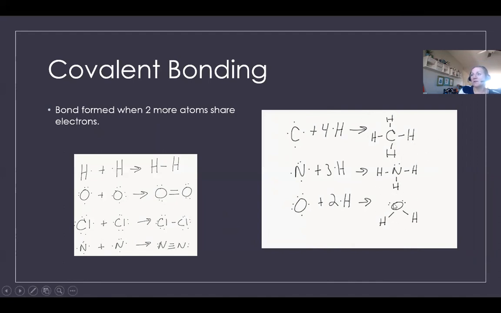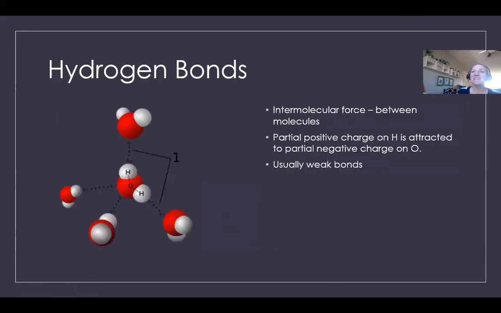Methane, and you see water here, where we get 1 hydrogen sharing 1 electron, and oxygen sharing 1 electron, another hydrogen sharing 1 electron, oxygen sharing 1 electron, and now both are stable. And this is obviously a very common, very stable, very functional molecule, right? Water. So that leads us to hydrogen bonds.